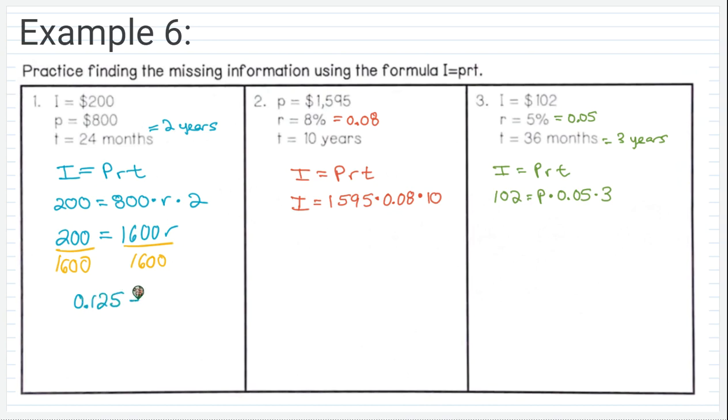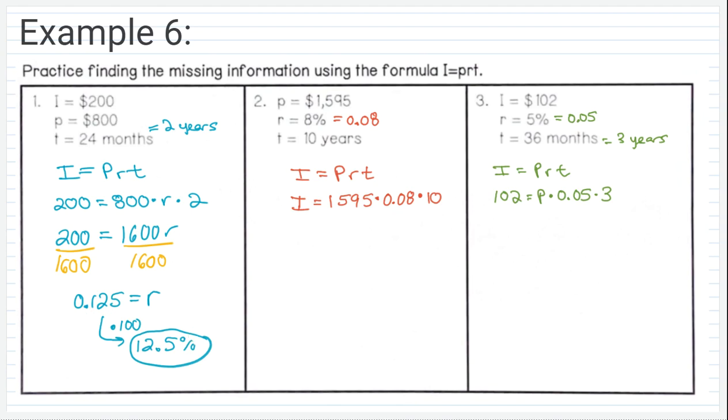Now, this is not my final answer because remember, when we use the equation, your interest rate is entered in as a decimal. So we need to change this back into its percent form. So to do that, we can multiply it by 100, or another trick is just to move that decimal point. We can move it to the right 2 spots. And so my percent for my interest rate will be 12.5%. So that's what you should have come up with for the first question.